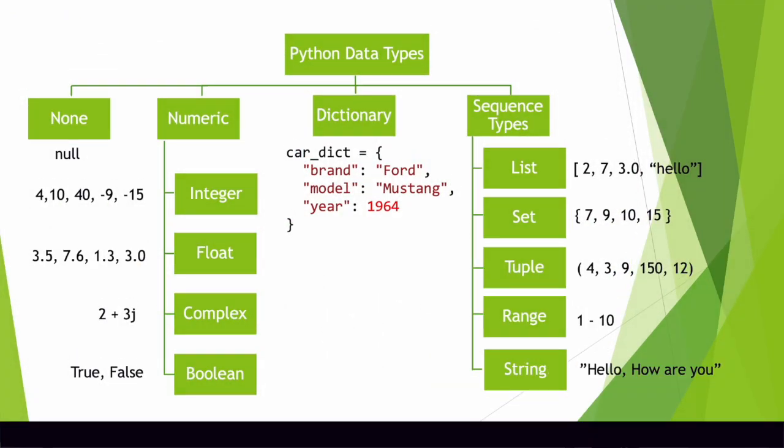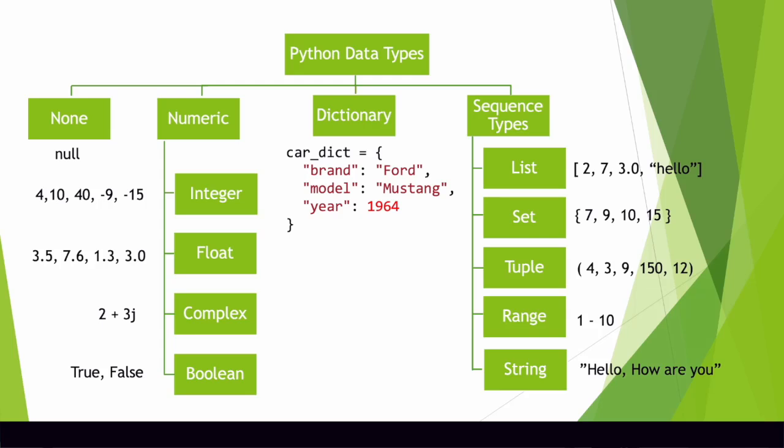In Python, we have four major data types: none, numeric or numbers, dictionary, and sequence types. None in Python is a keyword used to define a null value. And numeric data types, you can divide into four subcategories: integer, like 4, 10, 40, minus 9, all these numbers; float, like 3.5, 7.6, 1.3, the decimal numbers; complex; and Boolean. Boolean is nothing but true and false.